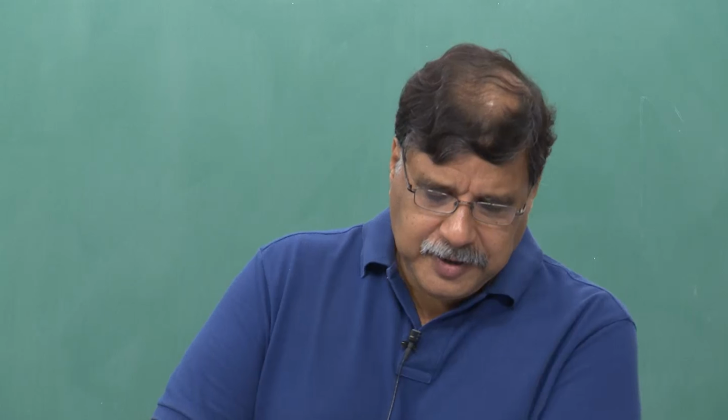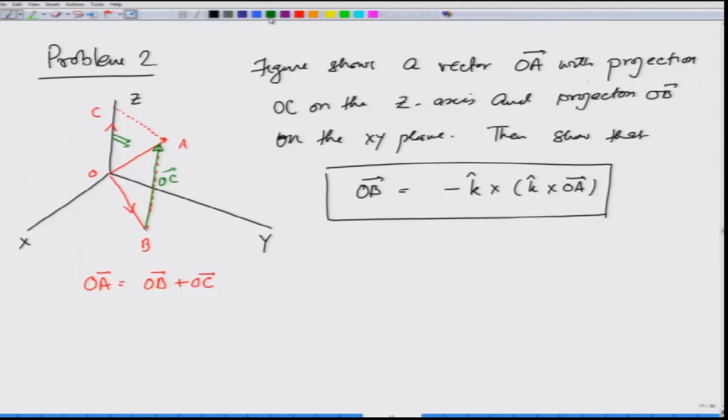Let me give you a little idea about when we say projection. Always think of projection like this. Suppose I have this axis x y z and the vector OA. Think of light falling parallel to the z axis, along its projection or its component in the xy plane.